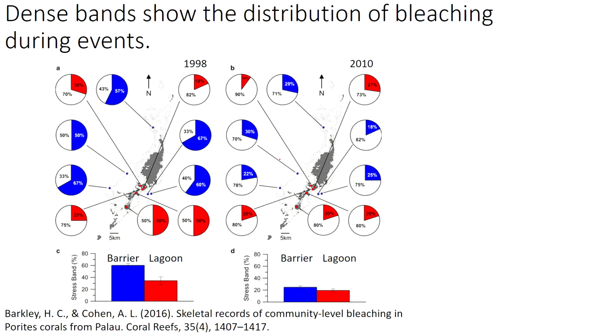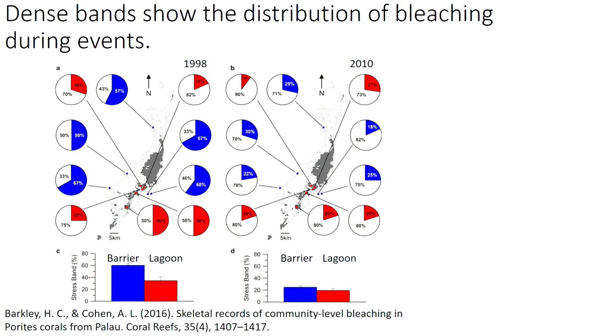And this is an example of one of these cases, this technique being used. So we have basically two past bleaching events, 1998 and 2010. This is the islands of Palau in the Pacific. And what you can see here are estimates of the occurrence of these stress bands in different settings in the reef.